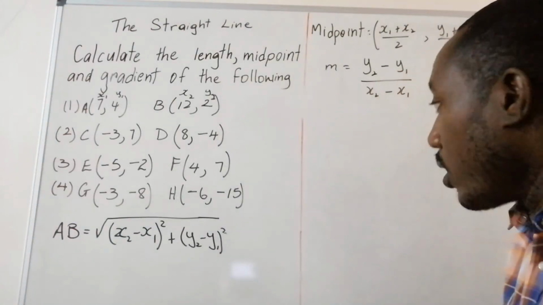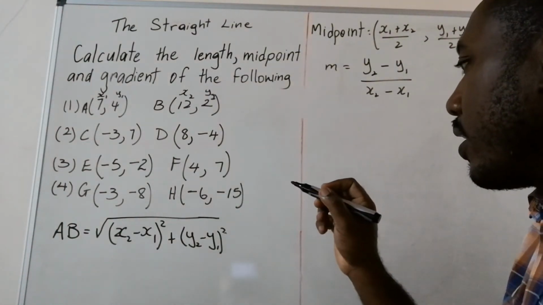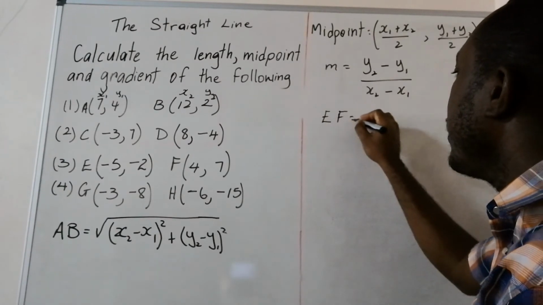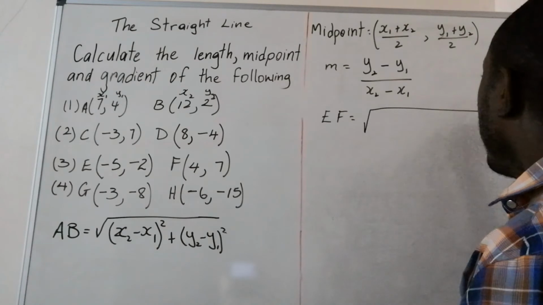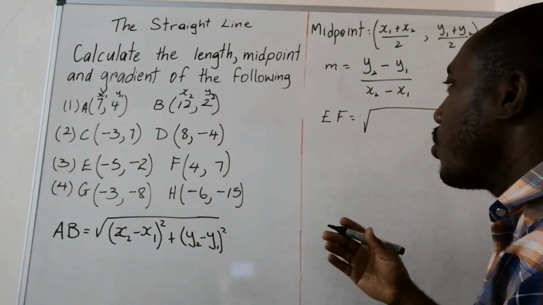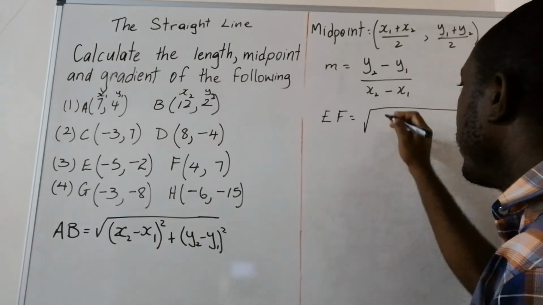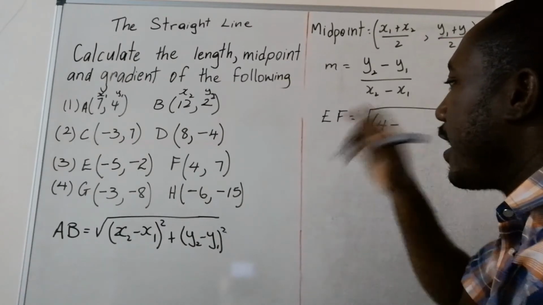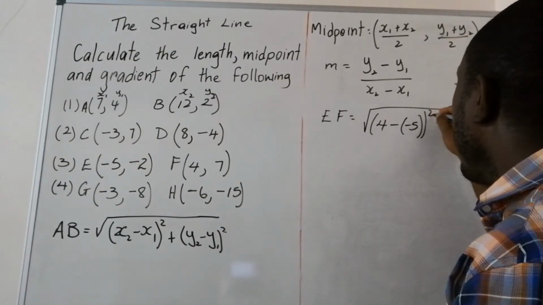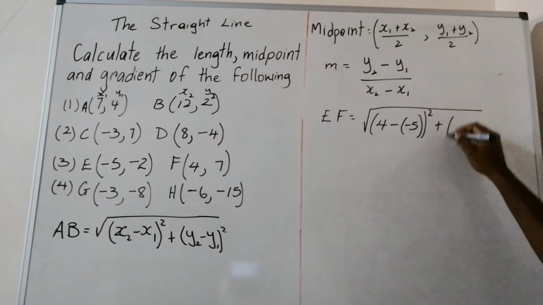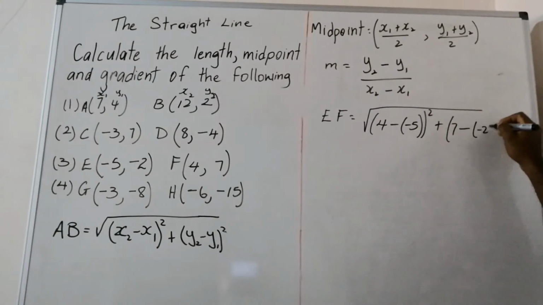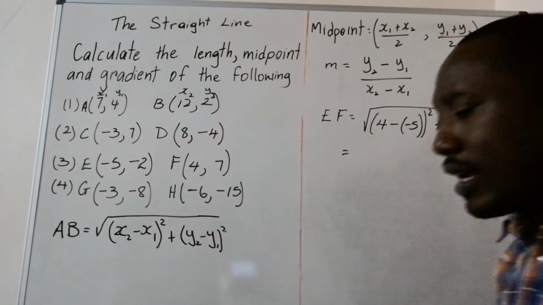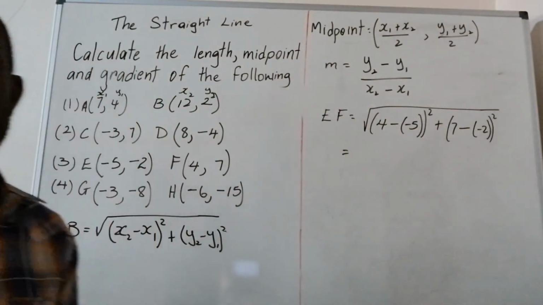All right, so now we are about to work our third example, finding the length of the line EF. So we put our square root sign, and remember it is x2 take x1. In this case, x2 is 4, so 4 take x1, which is negative 5, squared, plus y2, which is 7, take negative 2 squared. Now, one point to note is that when we are finished squaring, we must always have a positive number.